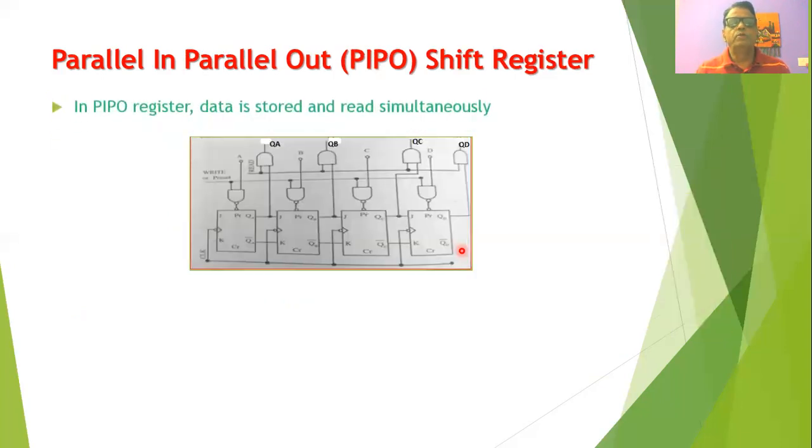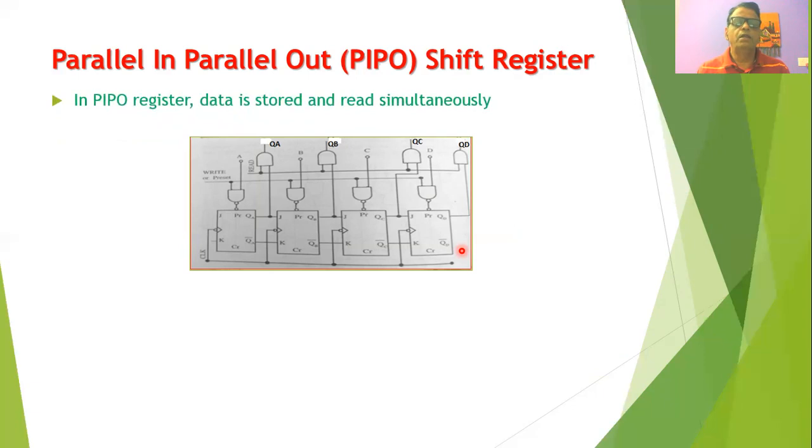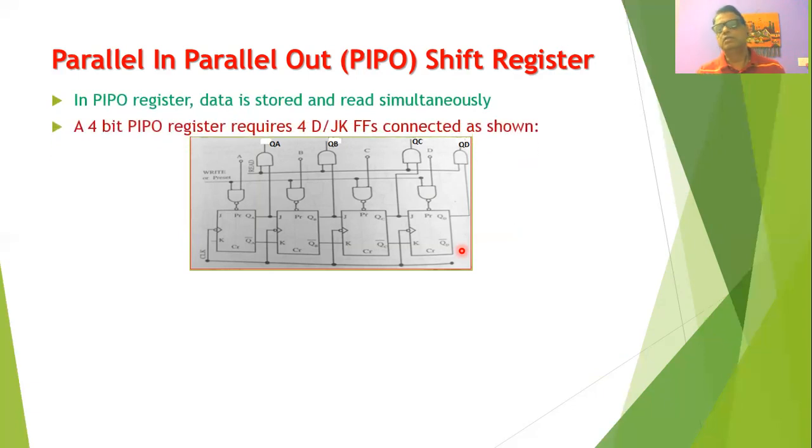The fourth type of the shift register is being called as the parallel in, parallel out shift register. In this register, the data is stored parallelly or simultaneously, and also it is read parallelly or simultaneously. So again, we will require the 4 D type flip-flops or JK flip-flops, and they are to be connected as shown in this diagram. So one can easily observe that in order to store the data, we make the use of the NAND gates, and in order to read the data, one can make the use of the AND gates.